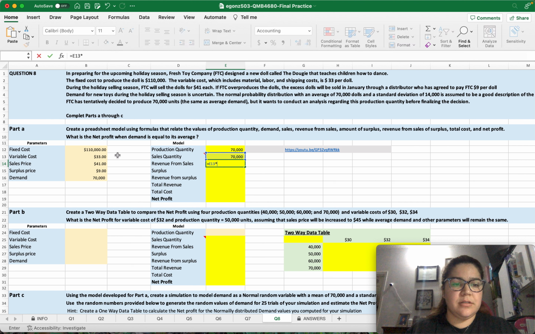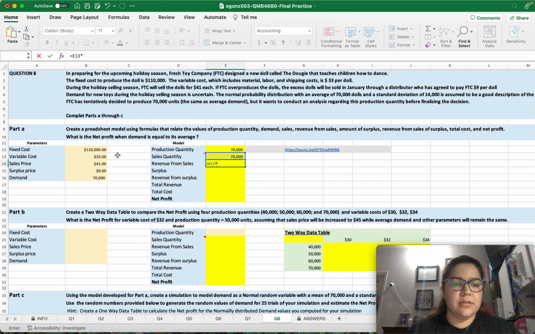Go ahead. Again, total cost. So we're going to do the same thing. Total cost is going to be whatever I produce times my variable cost, right? And then I'm going to add that to my fixed cost. That should be in total whatever I spend doing the 50,000 units. So my net profit is going to be revenue from sale, total revenue minus the total cost.